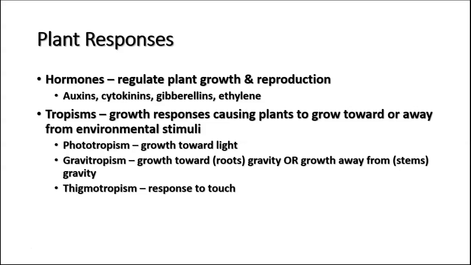Tropisms are the growth responses causing plants to grow either toward or away from some kind of stimulus. Phototropism, of course, is the growth toward light. Gravitropism is growth toward gravity or away from gravity. The roots grow toward gravity. That's positive gravitropism, and stems grow away from gravity. That's negative gravitropism. And then the third one we talked about was thigmotropism, which is a response to touch that involves wrapping of tendrils around poles or stems to hold up the stem. There are other kinds of thigmotropism as well, but that's the main kind that we talked about.